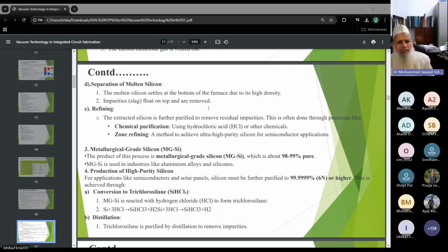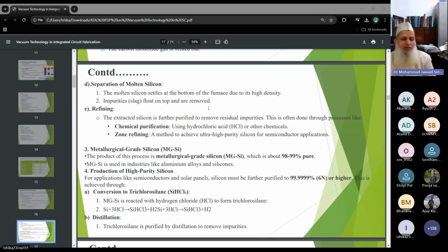So, separation of the molten silicon. The molten silicon settles at the bottom of the furnace due to its high density. Impurities that float on the top can be removed easily by cutting them off. Refining: the extracted silicon is further purified to remove the residual impurities. This is often done through processes like chemical purification using hydrochloric acid or other chemicals. Zone refining is a method to achieve ultra high purity silicon for semiconductor applications. That is, the float zone method is used.